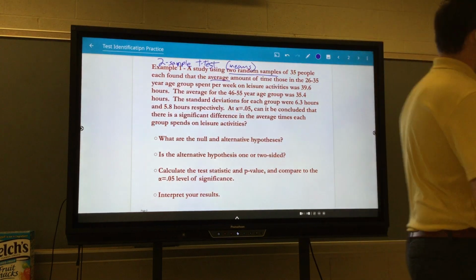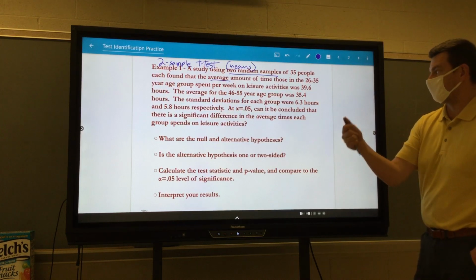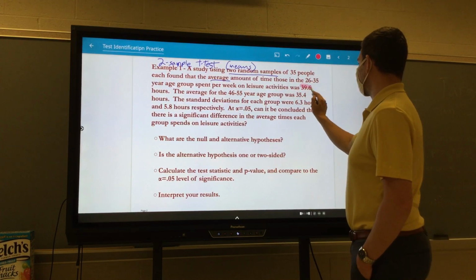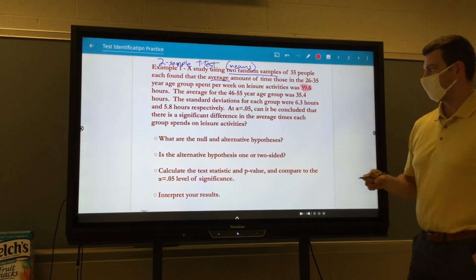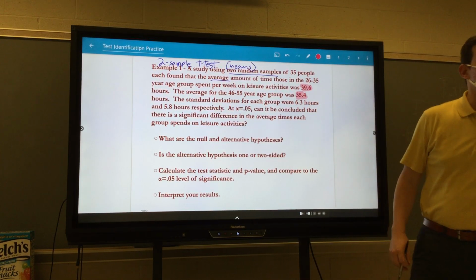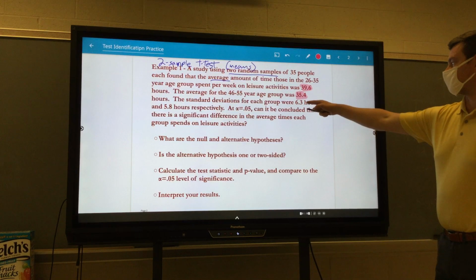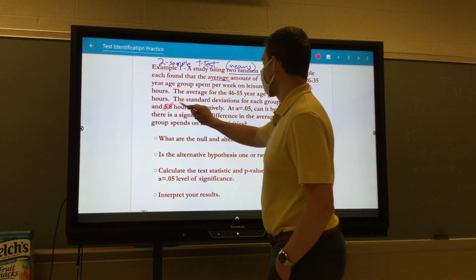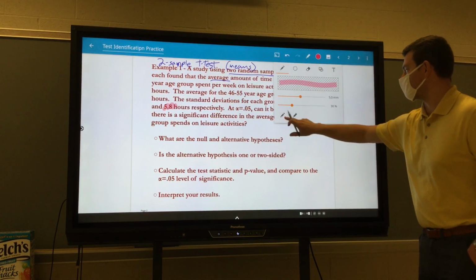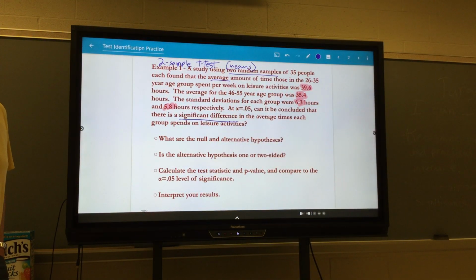And in this case, we're looking at the average amount of time that this 26 to 35 year age group spends on leisure activities per week. We have an average value here of 39.6 hours for the younger group. For the 46 to 55 year age group, their average amount of time spent on leisure activities was 35.4. So we're given standard deviations 6.3 and 5.8 for those two groups. Can it be concluded that there is a significant difference in the average times each group spends on leisure activities?